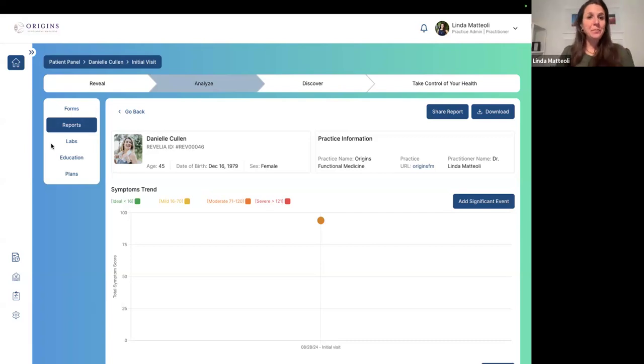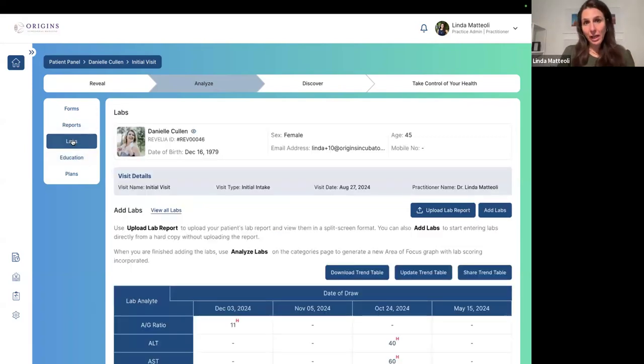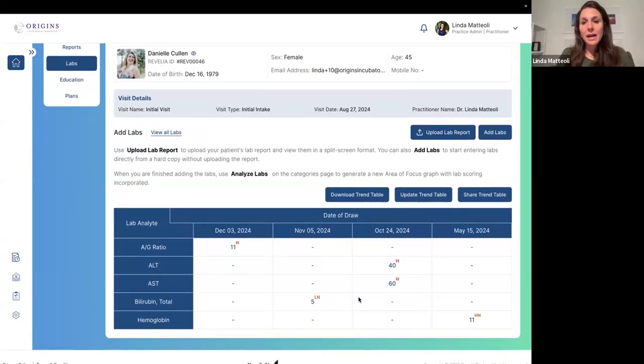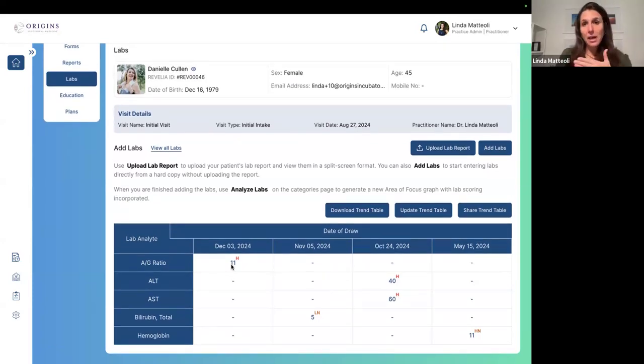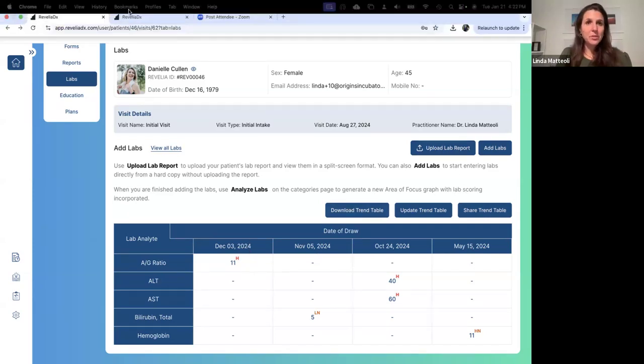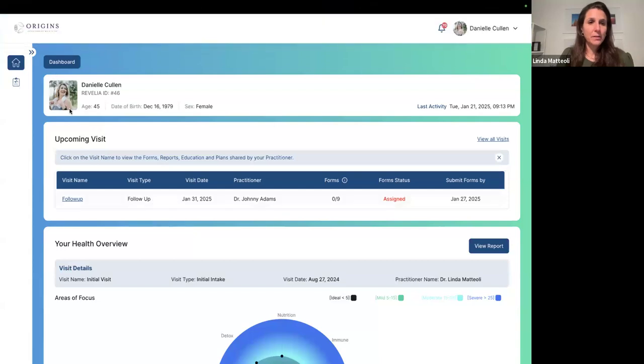So that is the report that I will go over with the patient during the appointment after I take their history. Next, we move on to their labs. I will upload the patient's lab prior to them coming in, and I'm able to not only create a trend table so I can see how their labs improve over time, but I can also have a discussion of what each interpretation means.